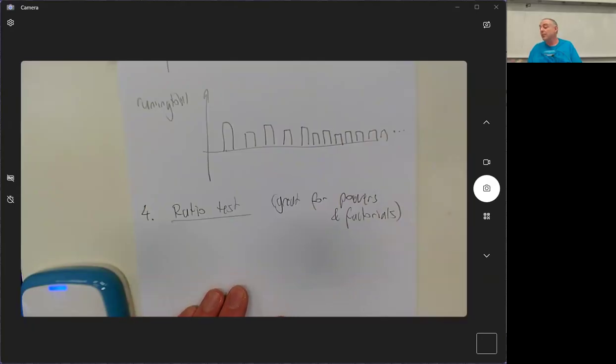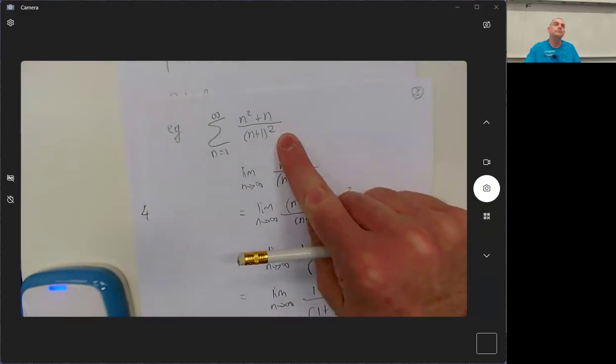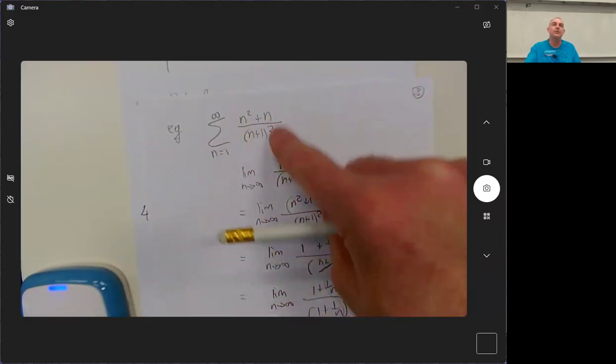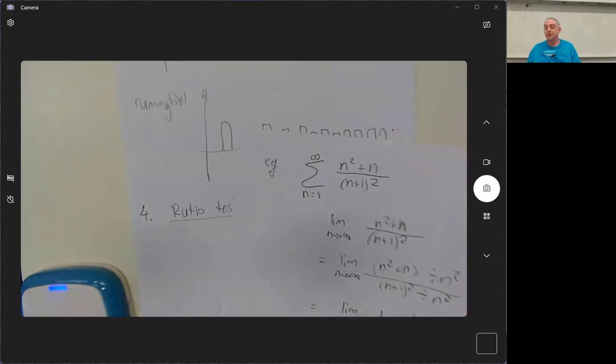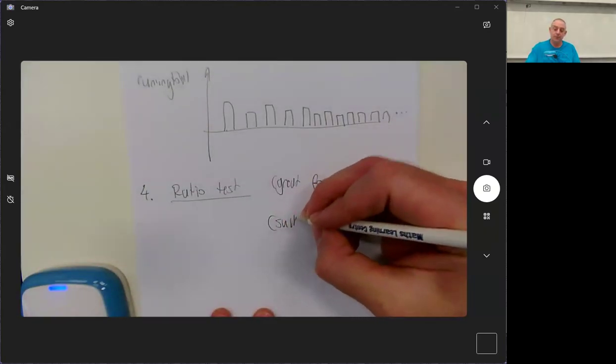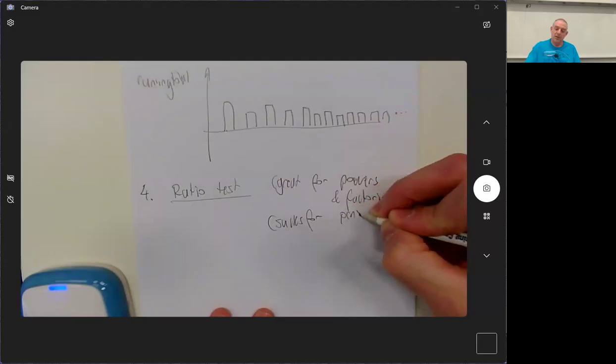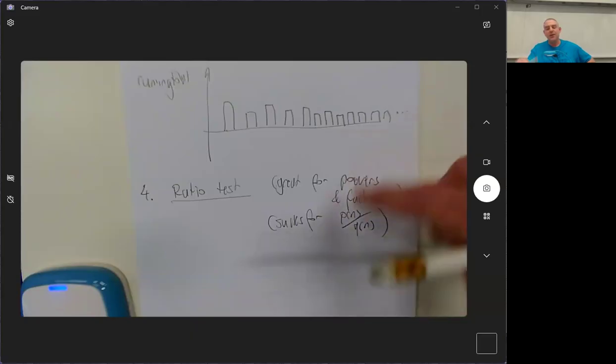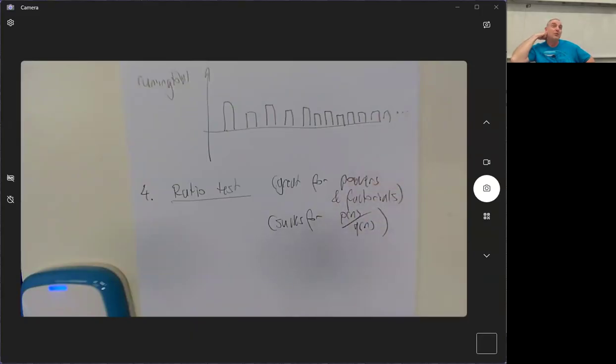Sucks for rational functions. The ratio test will completely suck for this kind of thing. So it sucks for P(n) over Q(n), that sort of thing. The ratio test just will not work. Sorry guys. If it's got a combination of those, then the factorials will usually make it work after all. So that's okay. But if it's only rational functions like this, it will just fail.